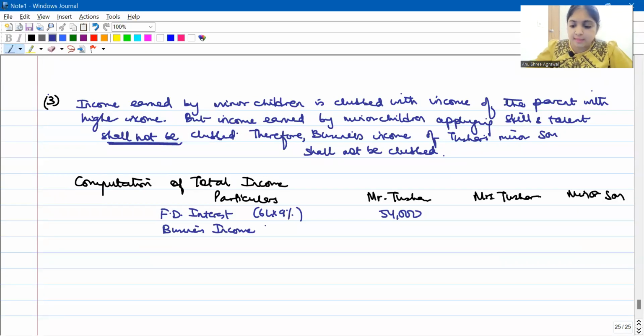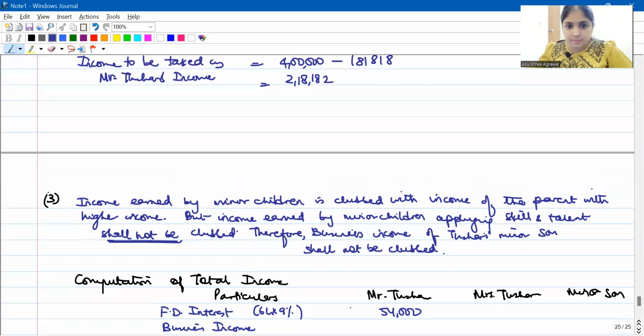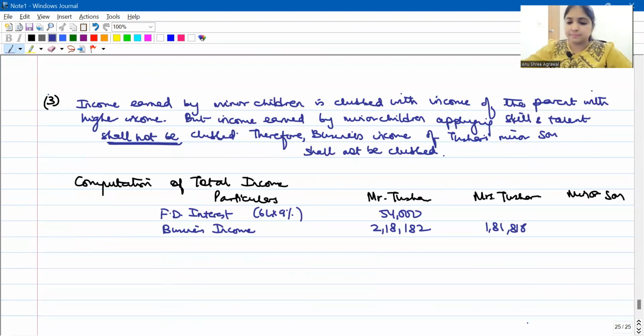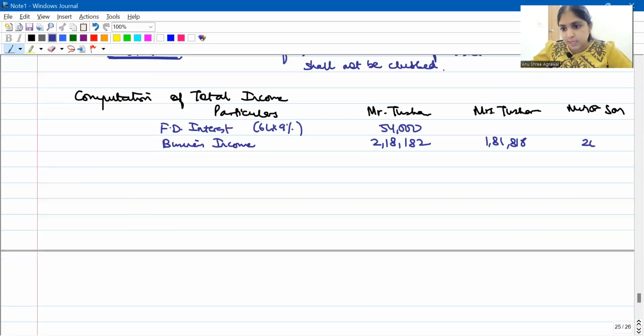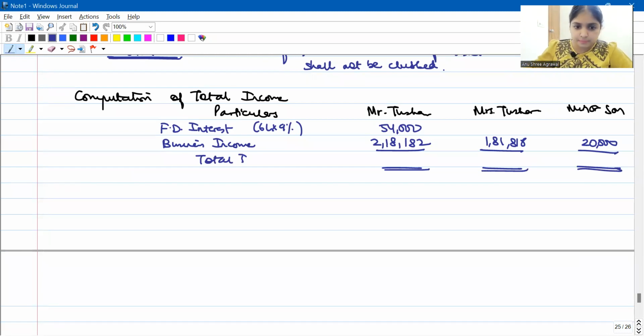Business income, we have already done the calculation. In Mr. Tushar's hands, only 218,182 will be taxed. In Mrs. Tushar's income, the balance will be clubbed, 181,818. Then finally, even the minor son is having business income 20,000. Here we said no clubbing, so he will pay tax himself. So what is the total income of each assessee now? Mr. Tushar's total income will be 2,72,182. Mrs. Tushar's will be 181,818 and minor son's will be 20,000.